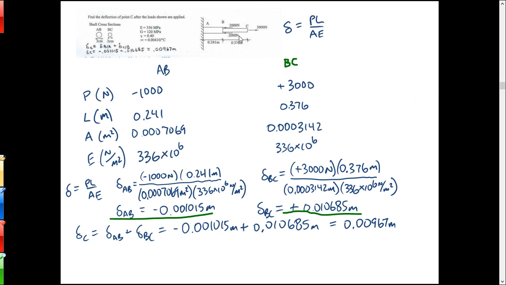Okay. So on that one, we found the internal forces, found the deltas for each section, then added the deltas together to get the cumulative effect as you work your way from A out to C. So we're good with that one?